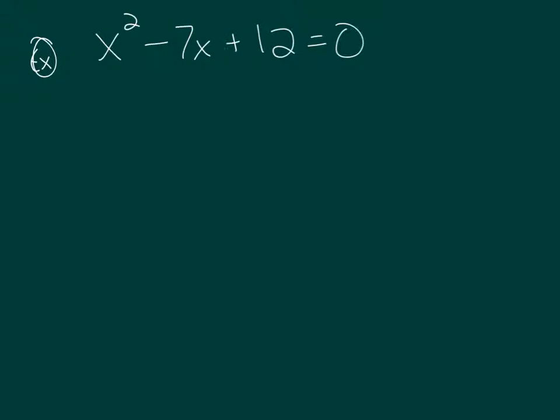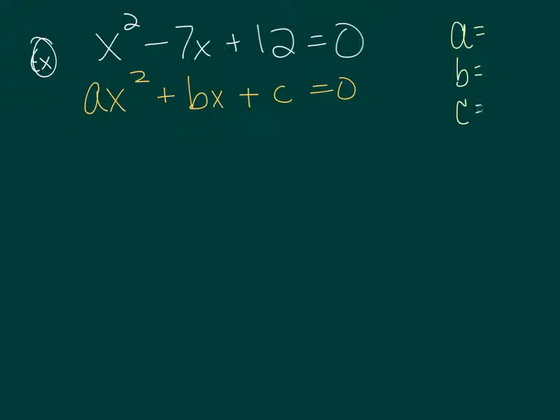All right, example number 1. Now, one thing that I didn't put on that first screen is this right here, and we're going to talk about it today. Ax squared plus bx plus c is equal to 0. Back in the day, whenever I taught Algebra 1, I always made my students write out what their a was, what their b was, and what their c was.